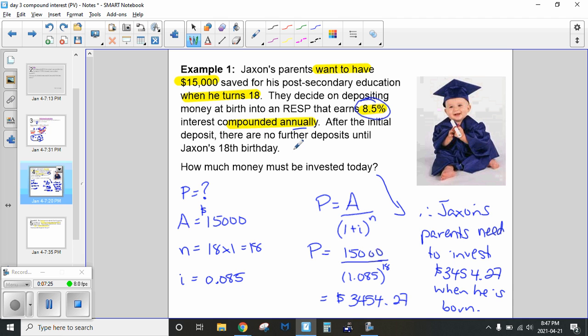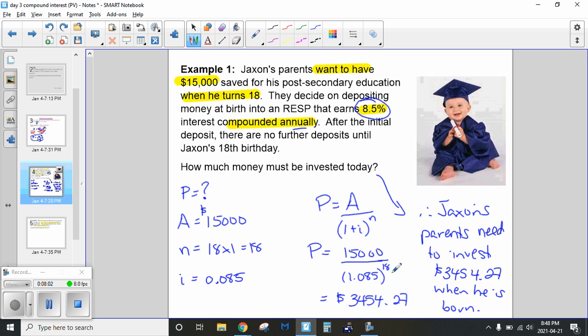If you're wondering how that works, or what some different scenarios could be, maybe a family decides when their child is 5 years old, oh, we probably should have started an RESP. That means they still want to plan for a future education cost, but they're not going to have 18 years to grow their money in the bank. So if you started at 5 years old, you'd have 13 years for the money to grow. You would need a bigger principal amount to make that happen.